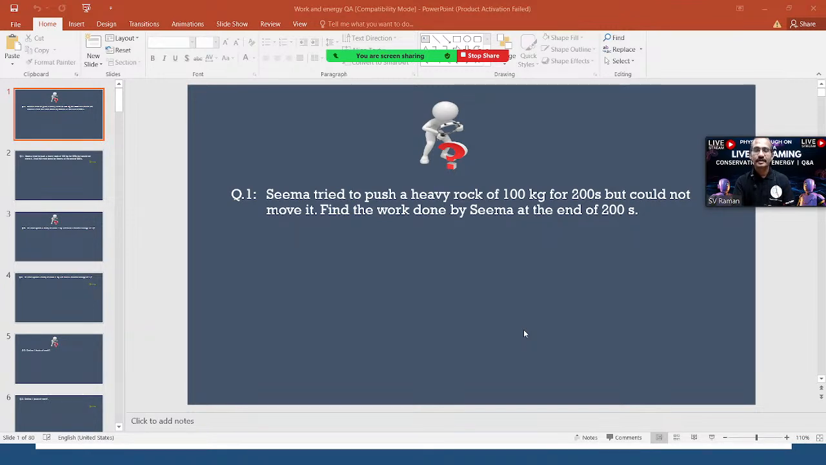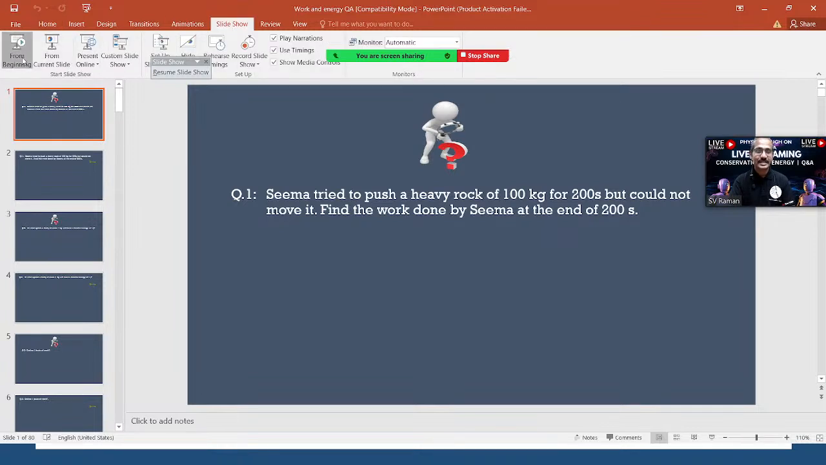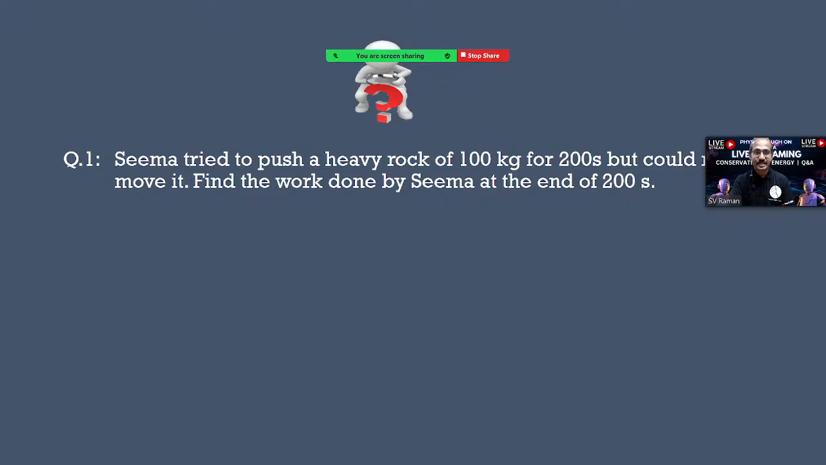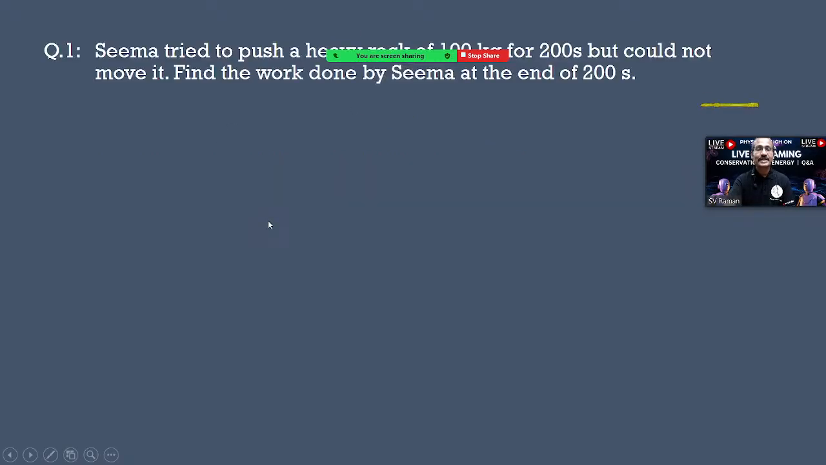So what is your answer? Generally children will start working mathematically. Yeah, there is 100 and 200. But there is a logic over here. Seema tried to push a heavy rock for 200 seconds, but the object itself did not move. As we studied, work done is equal to force into displacement. Yes, Seema applied force, but is it displaced? No. So once displacement is 0, work done will be 0.